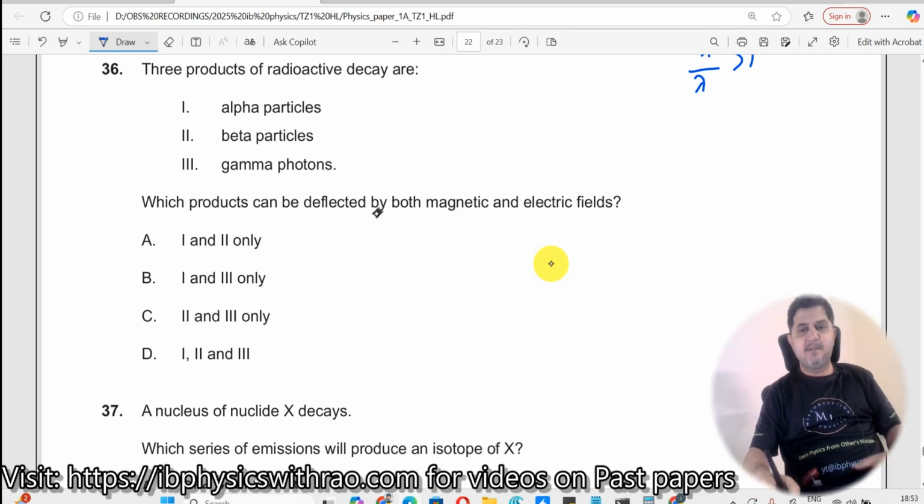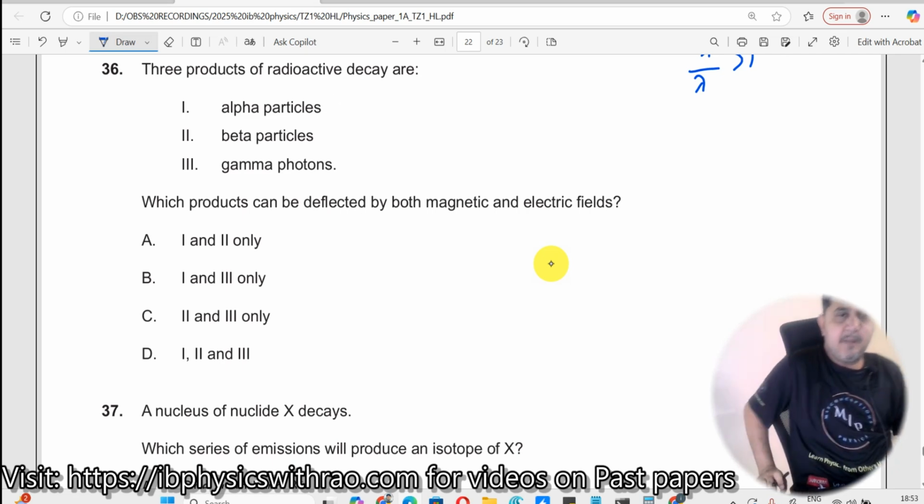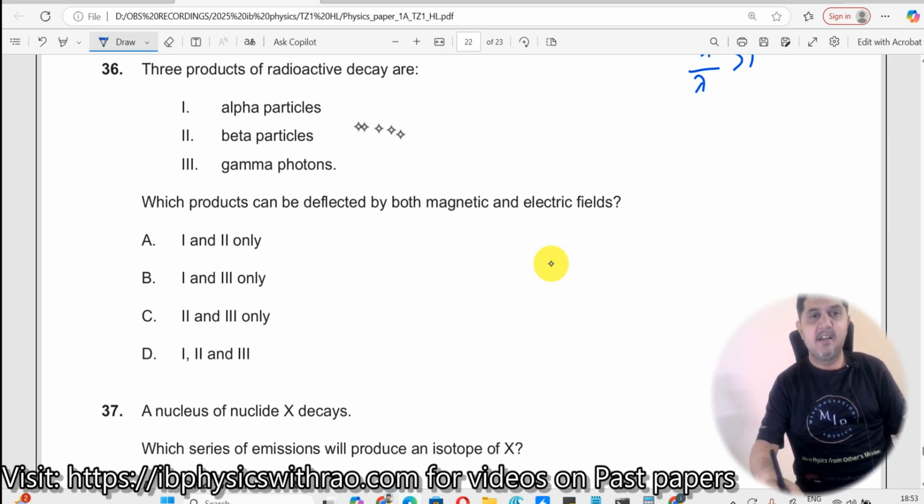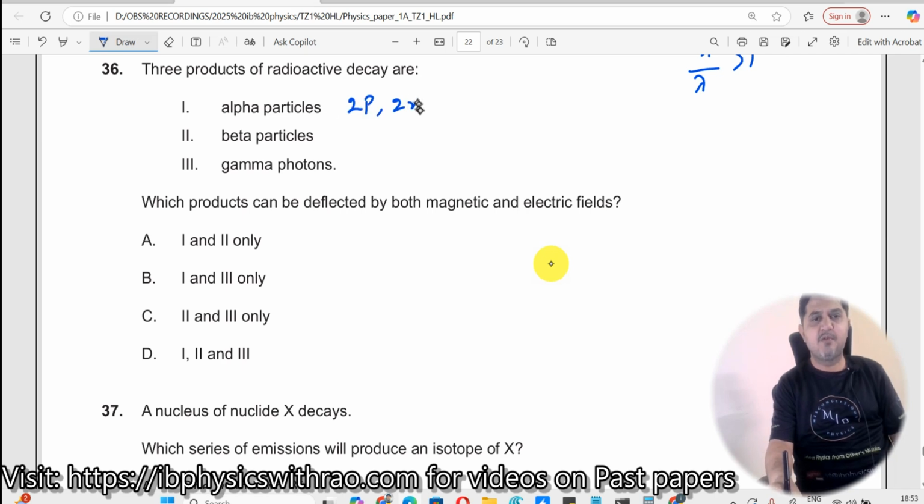Question number 37. Three products of radioactive decay are alpha particles, beta particles, and gamma particles. Now alpha particles, what is this alpha particle? It has two protons and two neutrons. Beta particles, it has one electron and zero neutrons. Gamma particles, it has no proton, no electron, and no neutron.